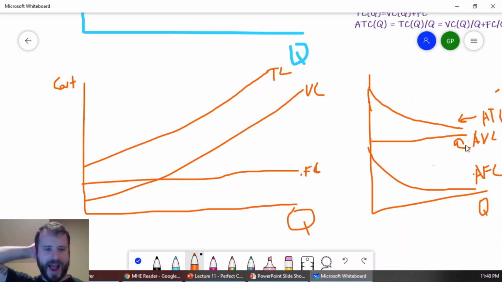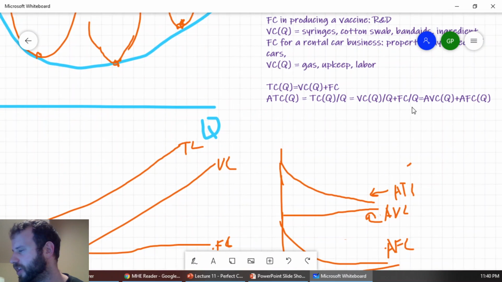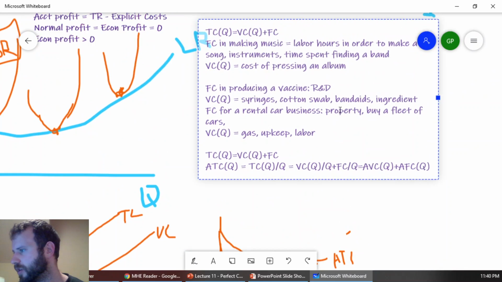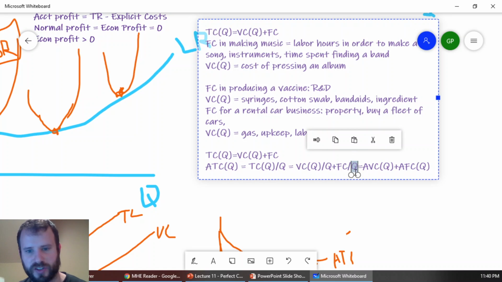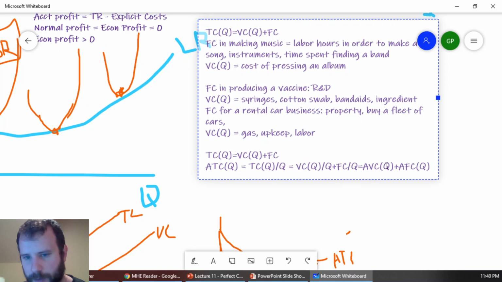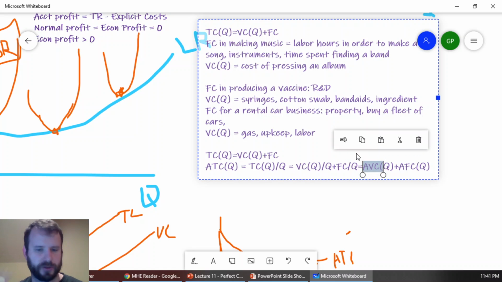Okay. So as quantity goes to infinity, average fixed cost goes to 0, which means that average total cost goes to average variable cost, right? If we're looking at the function here, fixed cost, which is like 100 or some constant number, divided by Q, which is going to infinity, will be 0. Something divided by infinity is 0, unless it's infinity itself. So then this term goes to 0, which means that average total cost equals average variable cost as Q goes to infinity.